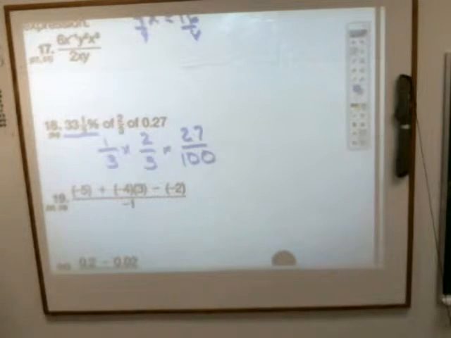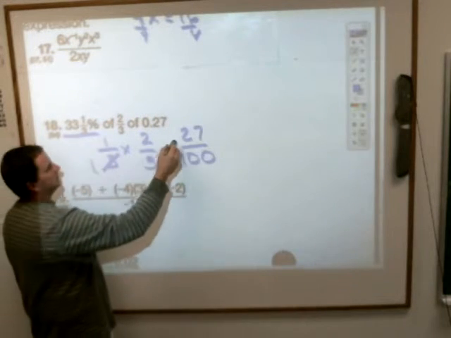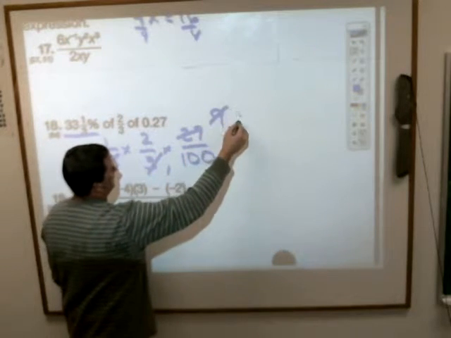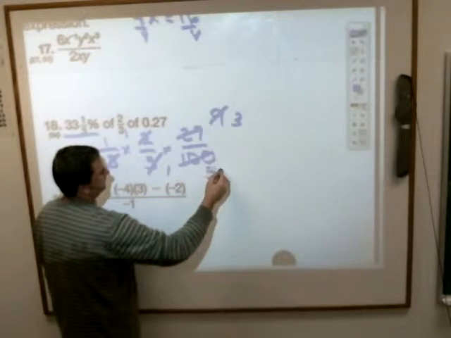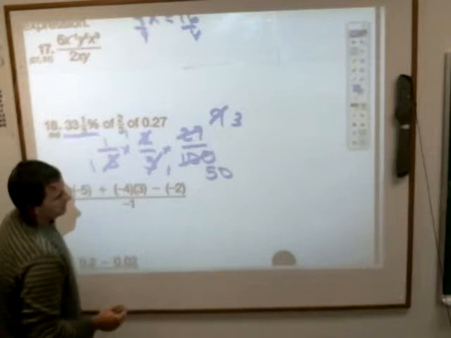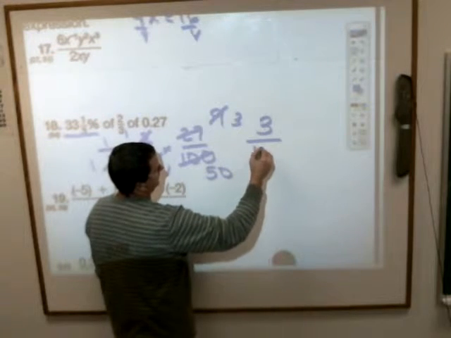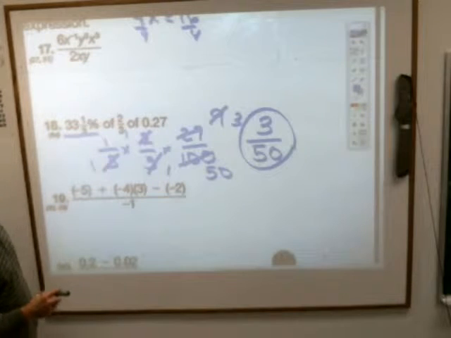And lo and behold, look at how nice they are, because things cross-cancel. 3 goes into 3 once and 27 nine times. 3 goes into 3 once and the 9 three times. 2 goes into 2 once and the 100 fifty times. And I think that's it. We run out of real estate. 3 over 50 is the answer here.